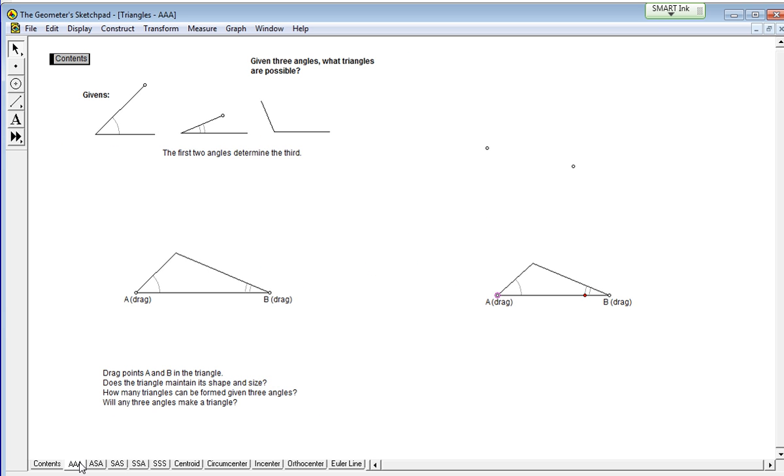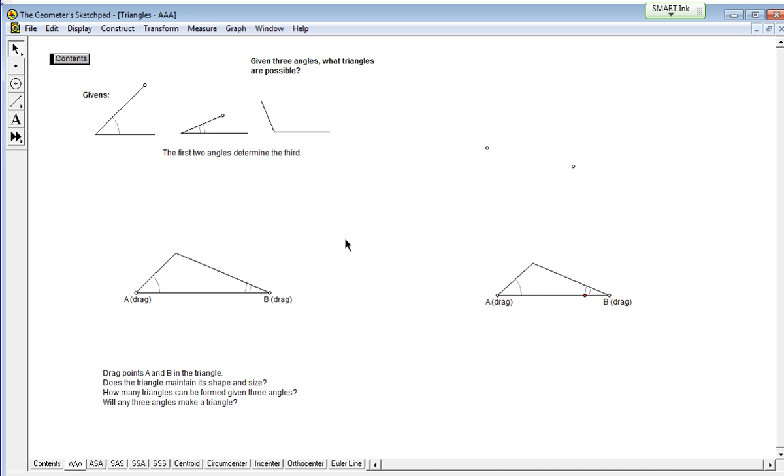How about angle, angle, angle? Can I create two separate triangles that are different even though all the corresponding angles are equal? Now, here's the deal. We know that if two angles of one triangle are congruent to two corresponding angles of another triangle, the third angle must be congruent as well, because the sum of the interior angles of a triangle is 180 degrees. So if this was 30, for example, and this is 30, and this angle here was 20, and this was 20, well, 30 plus 20 is 50, which means this third angle must be 130 degrees. 130 plus 50 is 180.